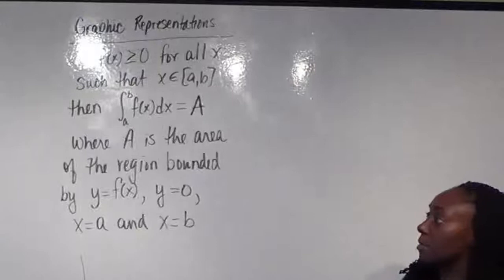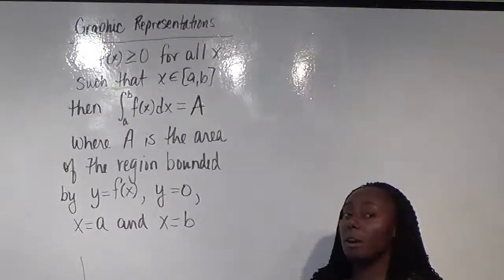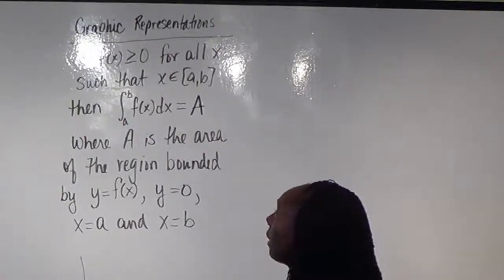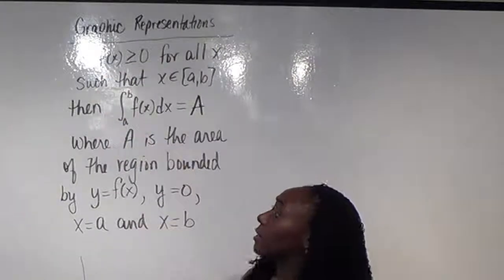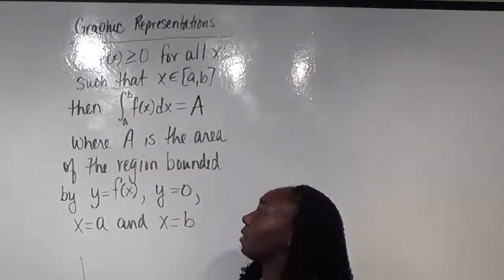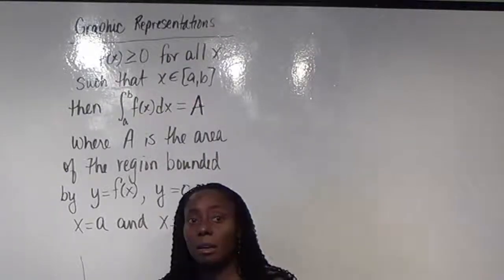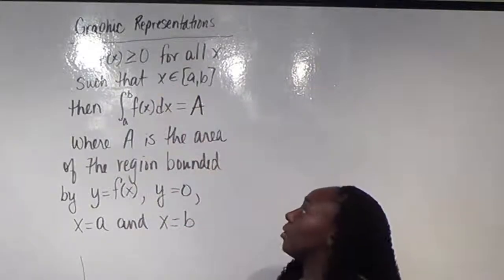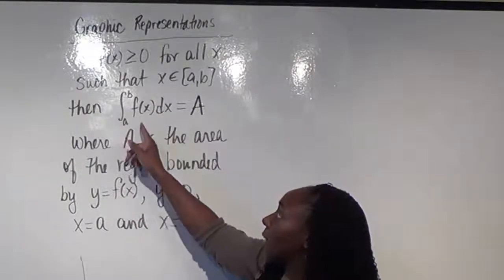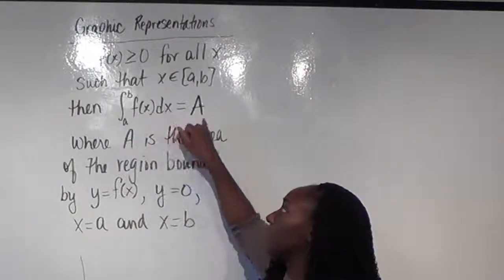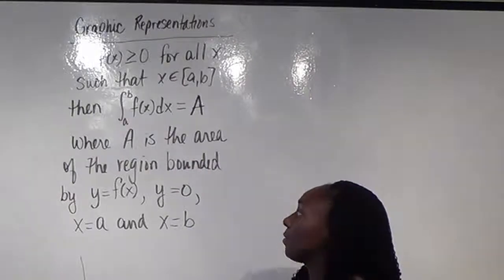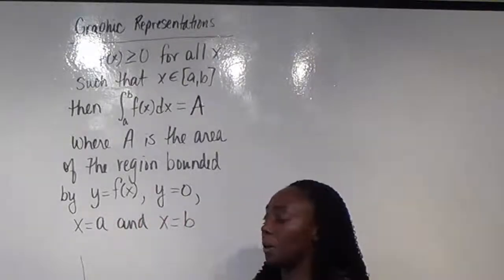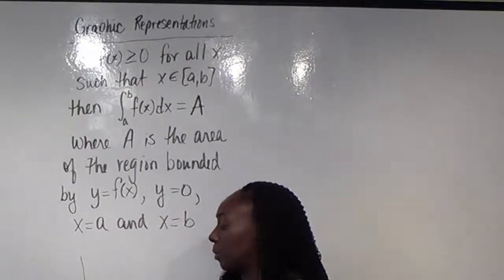Okay, so let's step away from that for just a second, and let's look at some graphical representations of our definite integral. If f of x is greater than or equal to 0 for all x, so what does that mean? Well, it means that my function is entirely above the x-axis on the interval a to b. Then the integral from a to b of f of x dx is equal to A, where A is defined to be the area of the region bounded by y equals f of x, y equals 0, x equals a, and x equals b.